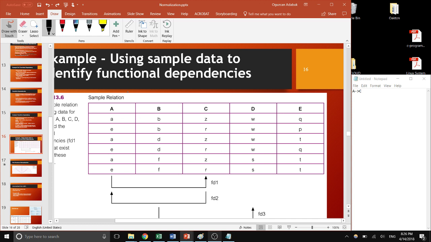Let's look at E. For value A, we have Q. For value E, there is P. For A, now there is T. It has to hold for every row, but it doesn't hold.